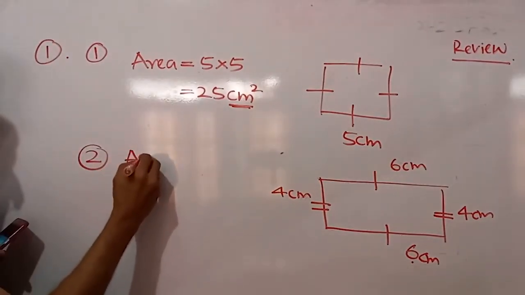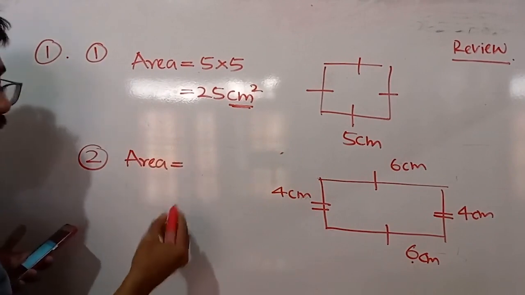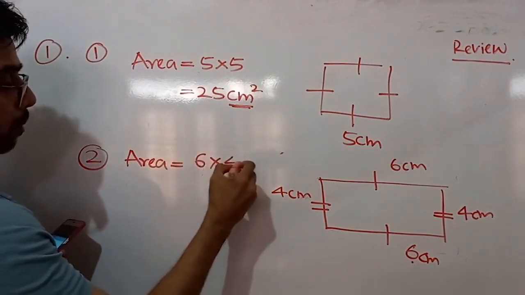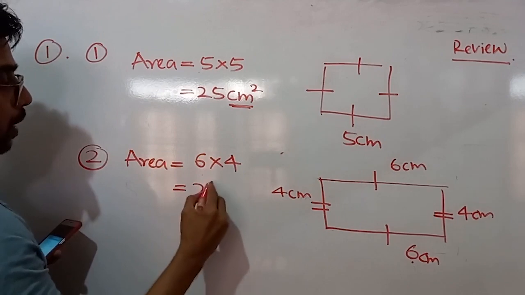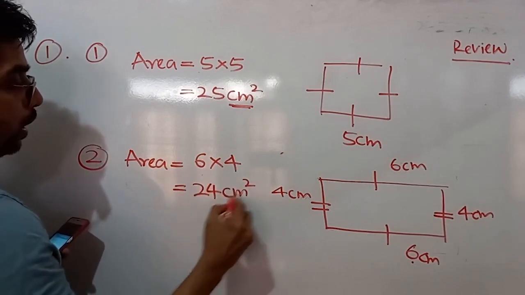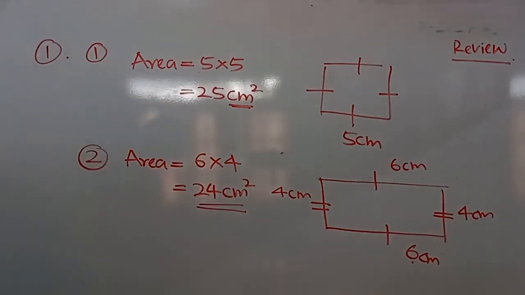So area of a rectangle is what? Length multiplied by the breadth or the width. So 6 times 4 is what? 24. So it should be in square centimeters.